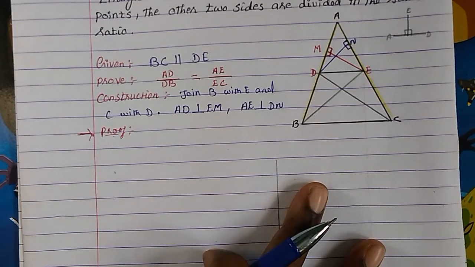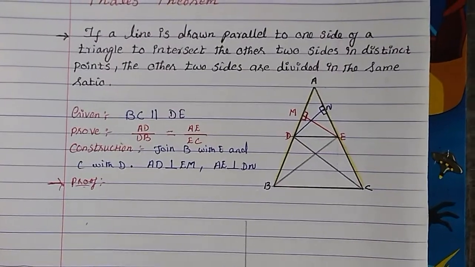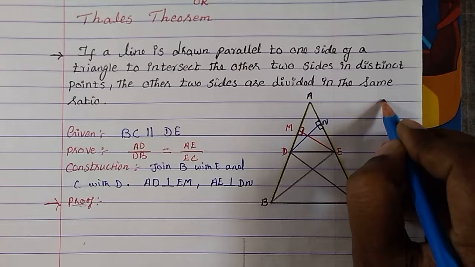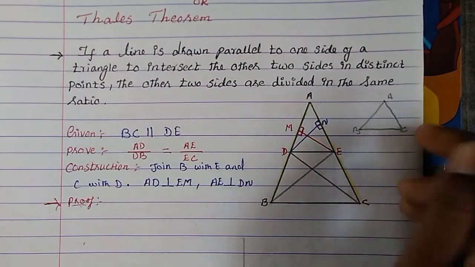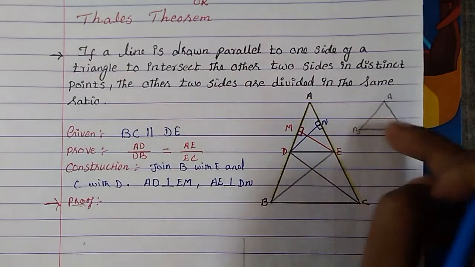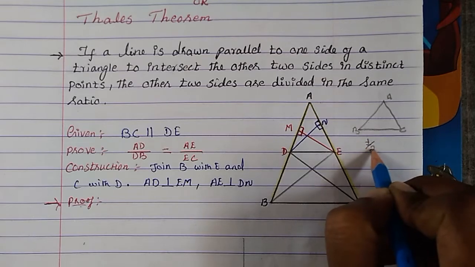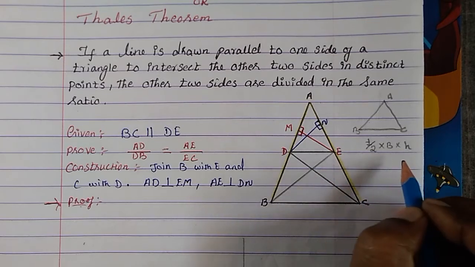So first of all, to prove this we have to understand one thing: the area of the triangle we are going to calculate. What does area of the triangle mean? You have to understand that. Once again, when we have to calculate the area of the triangle, for example, this is a triangle ABC. When we want to calculate the area of this triangle, the formula is: area of the triangle is half into base into height.